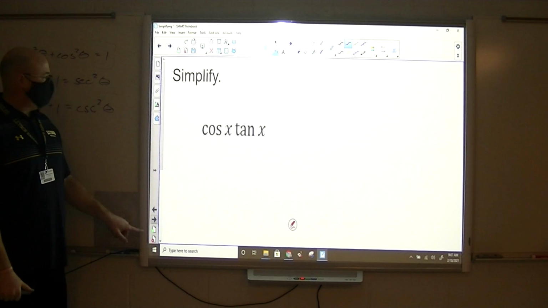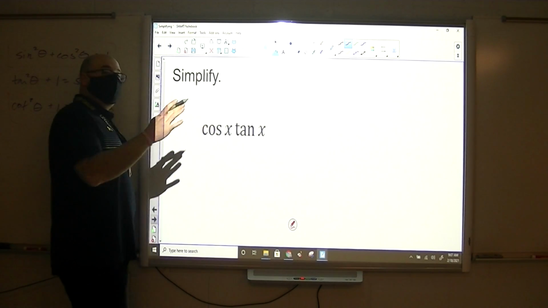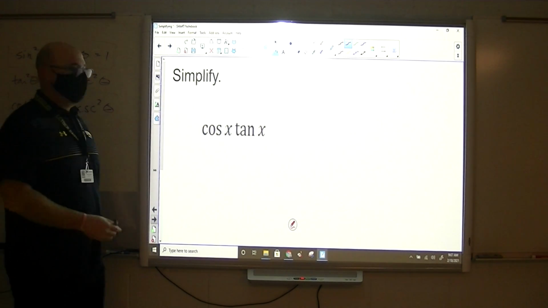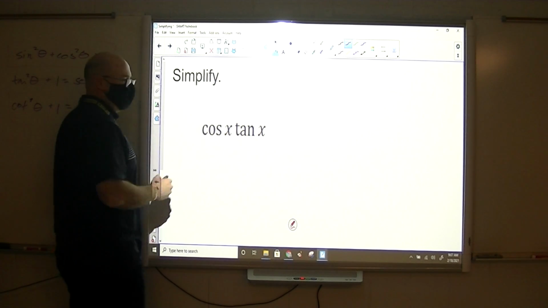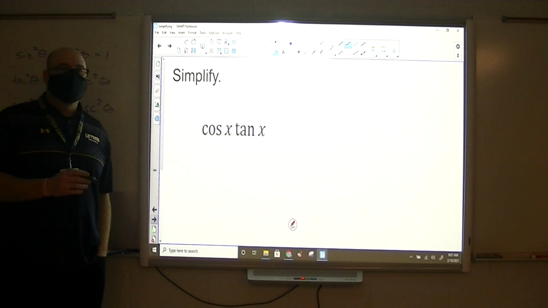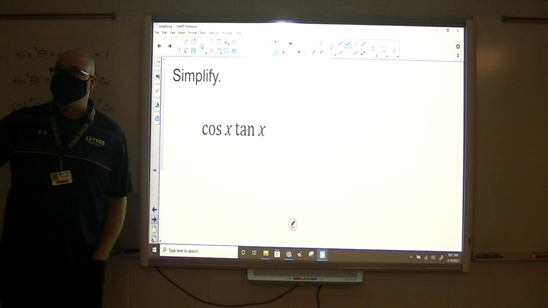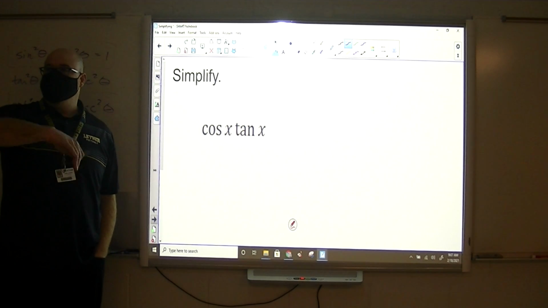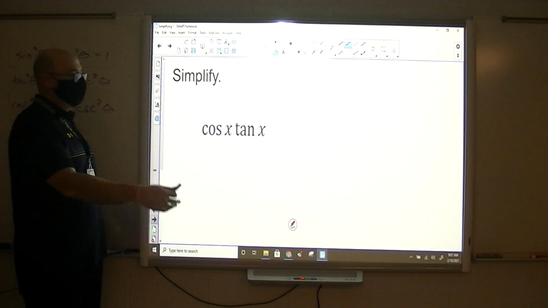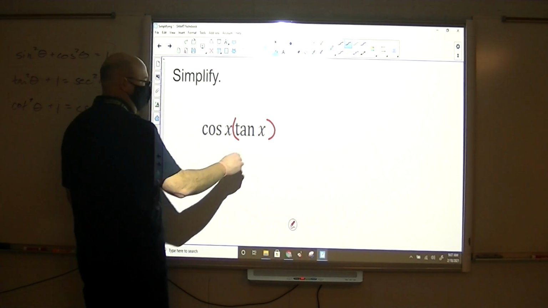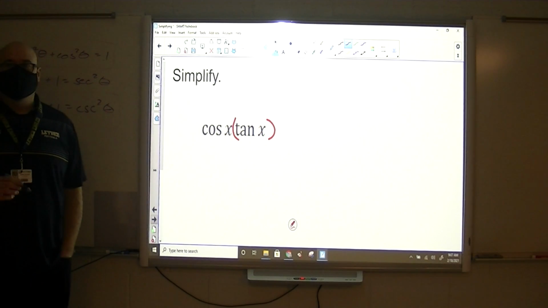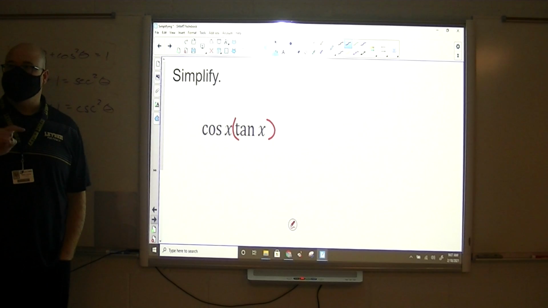Okay, so use it. Write everything in terms of sine or cosine. Well, look, this is already in terms of cosine. You don't have to write cosines in terms of sines. You have to write everything in its cosine or sine form. Tangent has a form that includes sine and cosine.